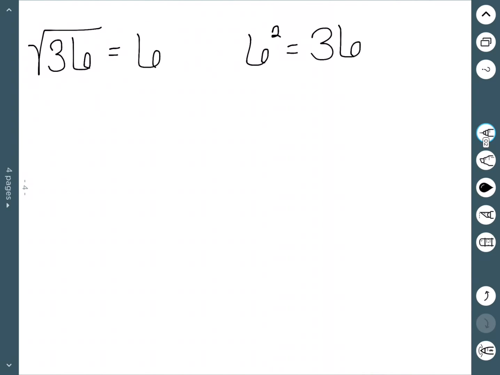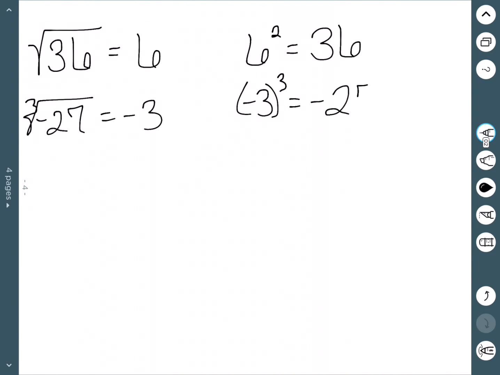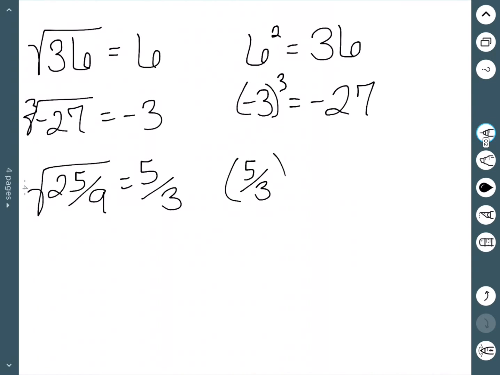So let's do a few examples. The square root of 36 would be 6, since 6 squared is equal to 36. The cube root of -27 would be -3, since -3 cubed is -27. The square root of 25 over 9 is 5 over 3, because 5 over 3 squared is 25 over 9.